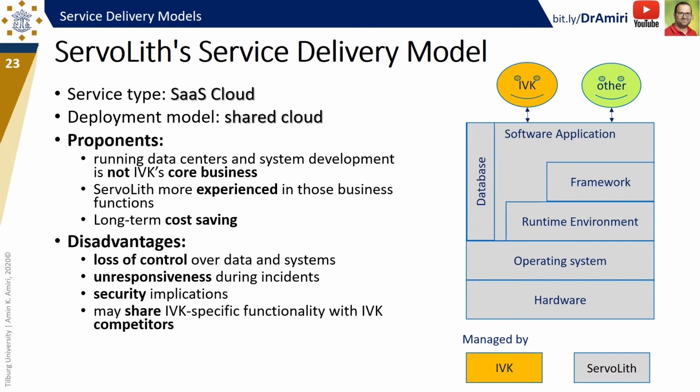Employees of ServoLith can have access to the data. They can go rogue and sell the data to IVK's competitors, or as a client of IVK, perhaps they can change the data to their benefit. Moreover, ServoLith may market the functions developed solely for IVK to IVK's competitors, which means IVK will lose its edge over those competitors.